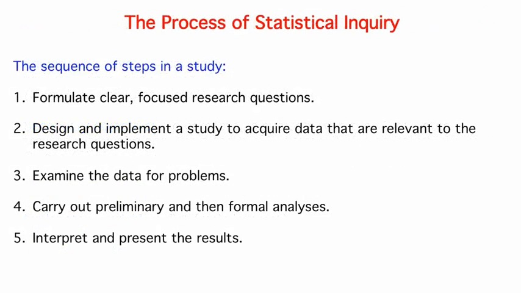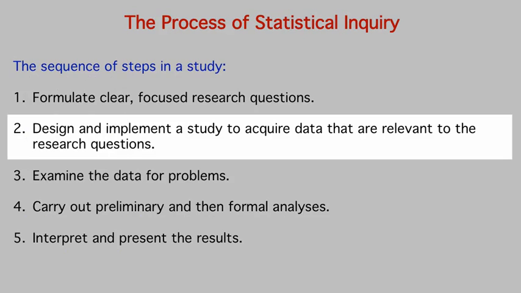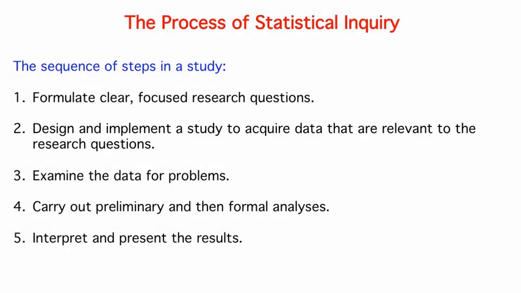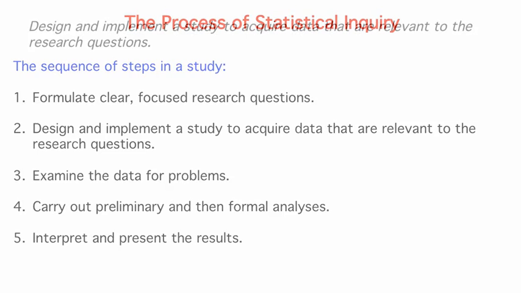We're working through this sequence of steps. In the last lecture, we concentrated on understanding the scientific interests so that we could formulate clear research questions. In this lecture, we're focusing on step 2, designing and implementing a study to acquire relevant data. We won't actually carry out the implementation. That's already been done, and we'll start working with the resulting data, which is steps 3 through 5, in the next lecture. In this lecture, we'll talk about the design issues.